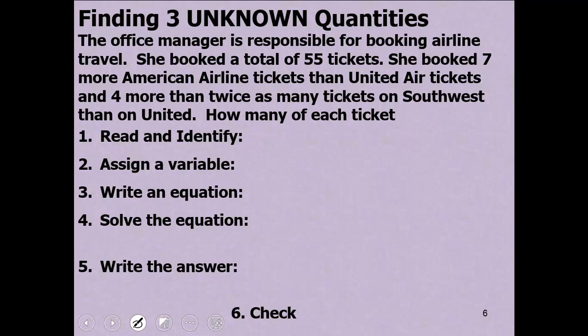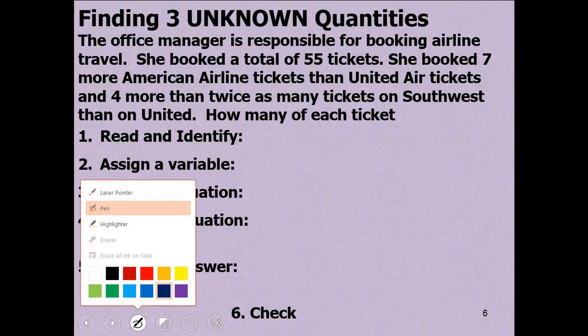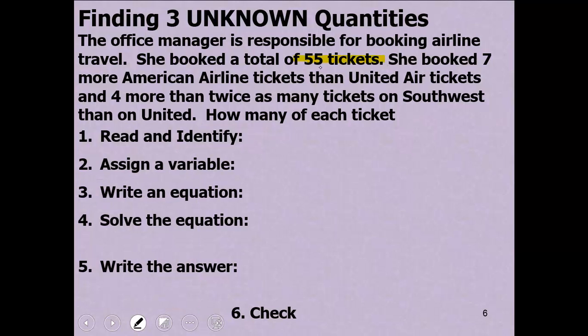An office manager is responsible for booking airline travel. She booked a total of 55 tickets. So something is going to add up to a total of 55 tickets. She booked 7 more American airline tickets than United Air tickets, and 4 more than twice as many on Southwest than on United. What does my variable need to be? The United. How many of each ticket?